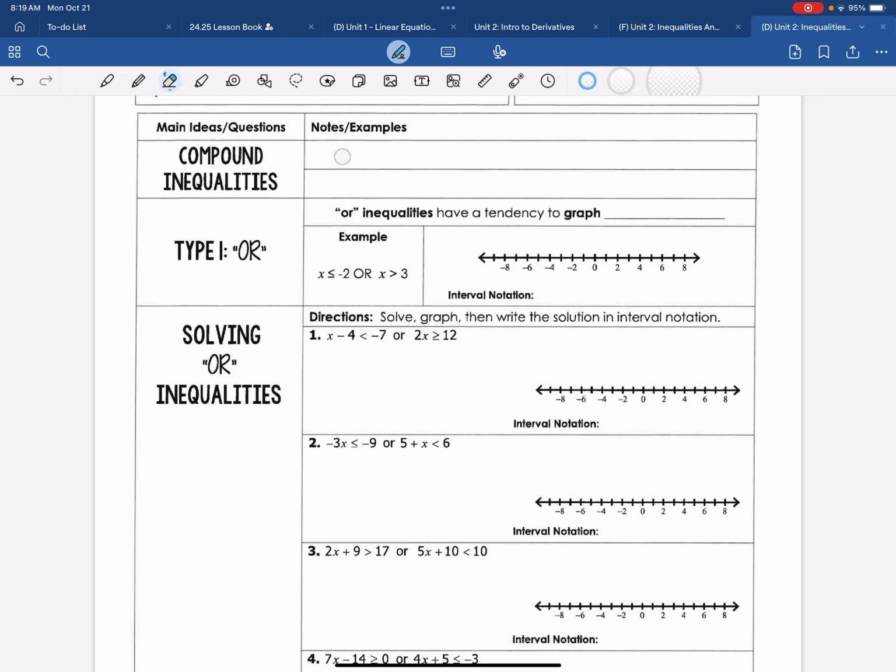Oh, I don't want to use red. So two inequalities joined together with and or. And so we're going to talk about each one of these situations. I'm not going to put anything right there, so I'm just going to cross that off.